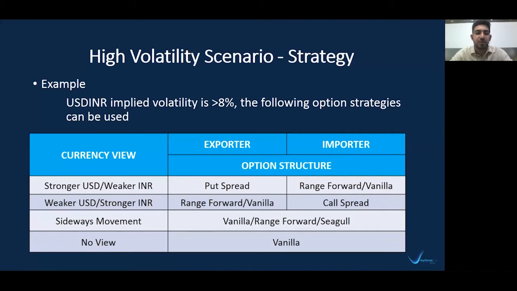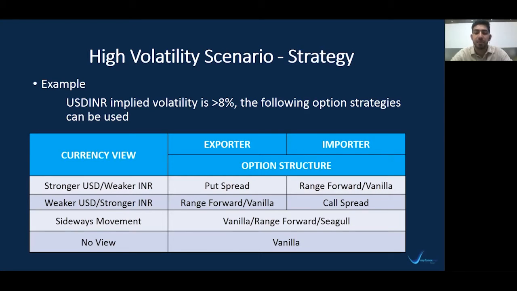Now let's say my currency view is of a stronger dollar in the future and a weaker rupee, and I'm an exporter. So the future looks more favorable to me, and currently I have a weaker dollar. So I would want to capitalize on this currency movement. I do this by doing a put spread. In a put spread, I have a buy put and a sell put. So I buy my put at the money and I sell a put out of the money. So let's say the spot is 74. So I buy a put at 74.50 and I sell a put at 73.50.